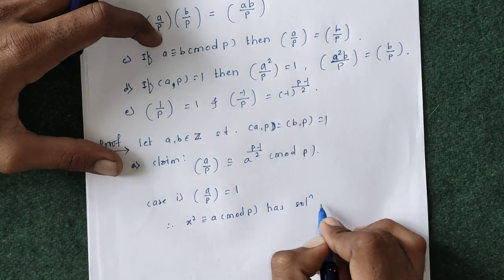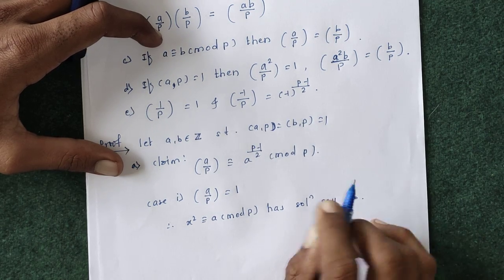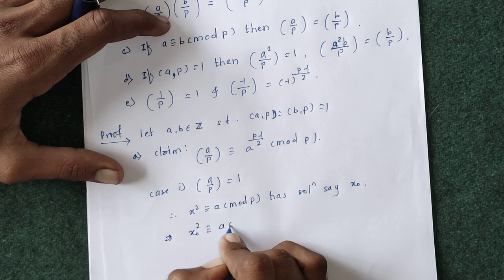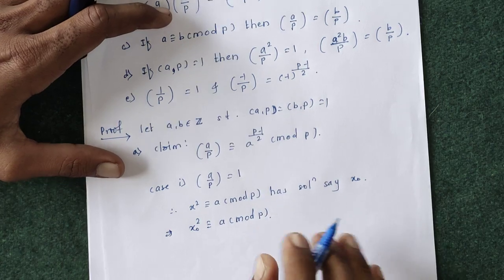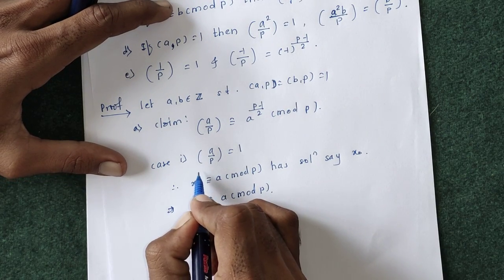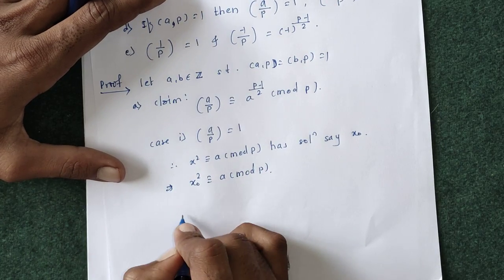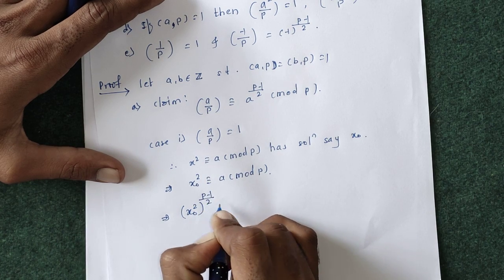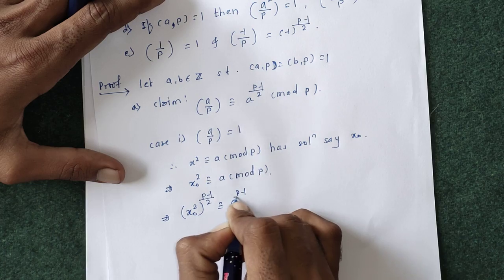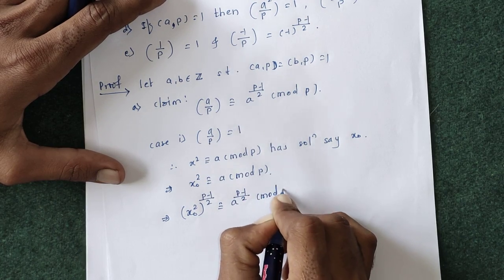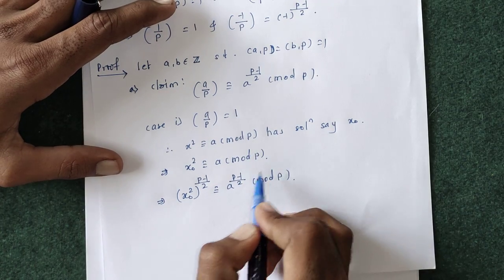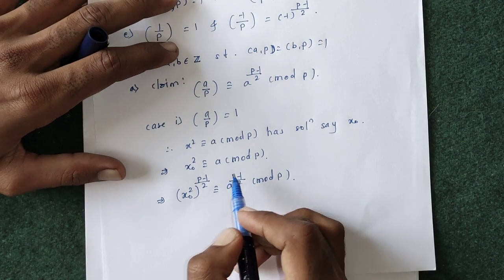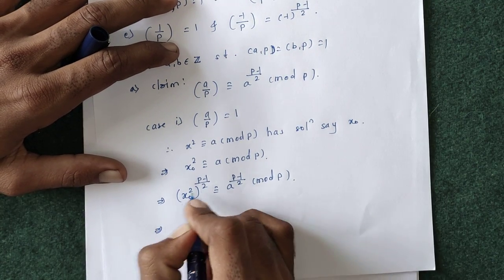Suppose that solution be some x naught. This implies x naught satisfies this congruence, that is x naught square is congruent to A mod P. Now raising the power of both sides by P minus 1 by 2, we get x naught square to the power P minus 1 by 2 is congruent to A raised to P minus 1 by 2 under modulo P. Since P is odd prime, P minus 1 by 2 is an integer. So A raised to P minus 1 by 2 is congruent to x naught square to the power P minus 1 by 2. So the 2 gets cancelled.